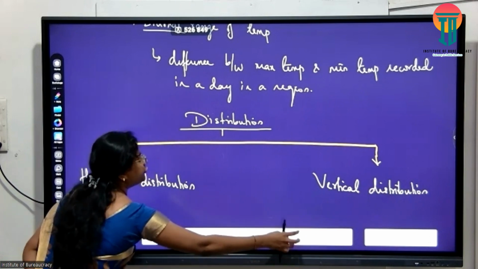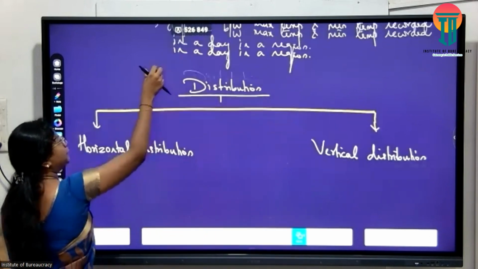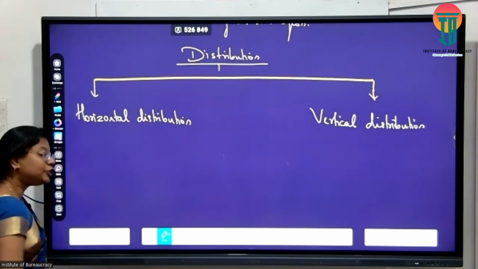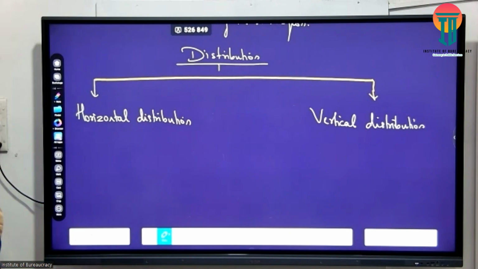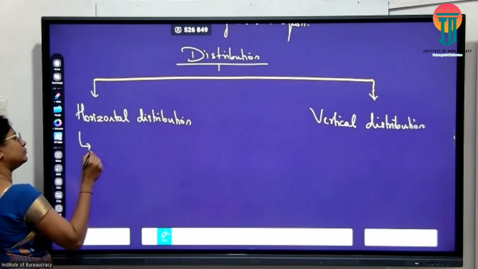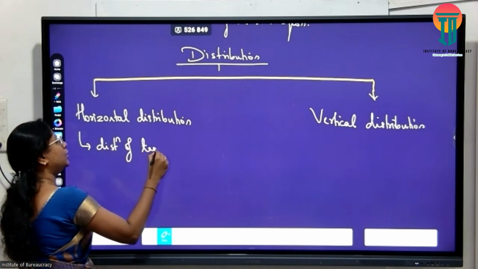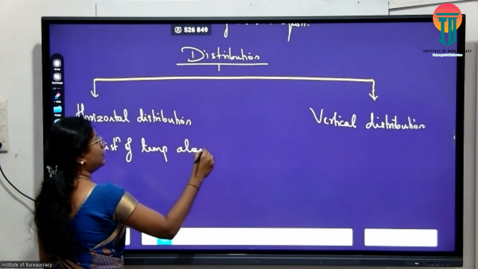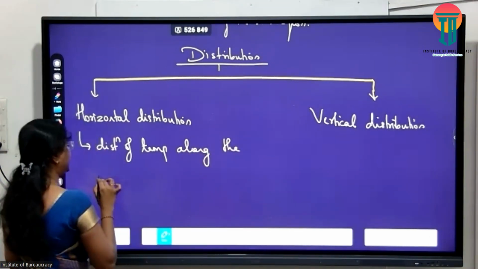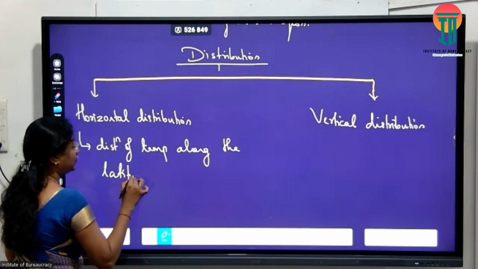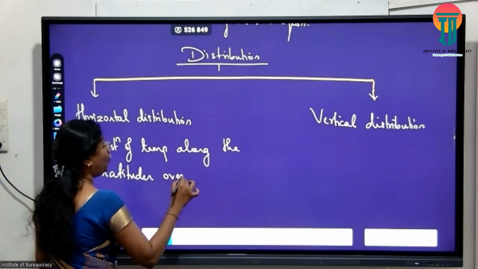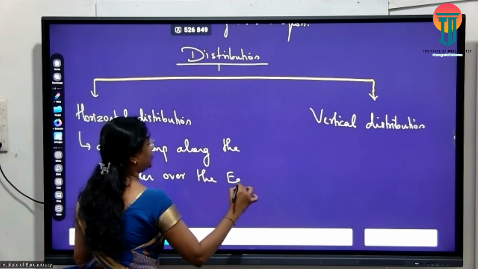Horizontal distribution refers to the distribution of temperature along the latitudinal surface of the earth. That is, distribution of temperature along the latitudes over the earth's surface.